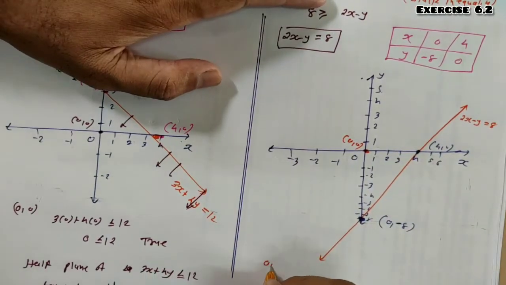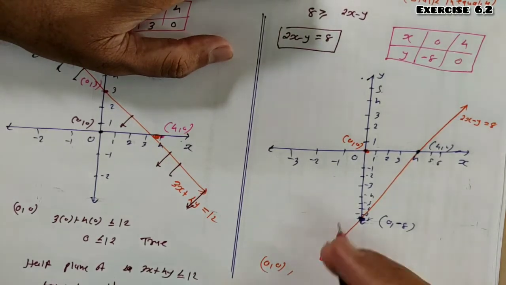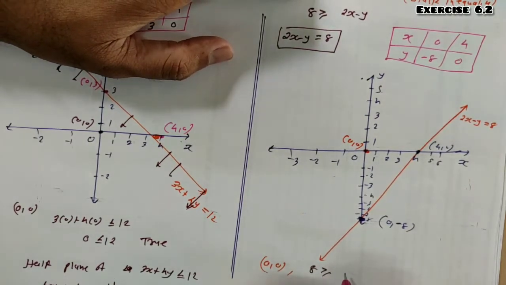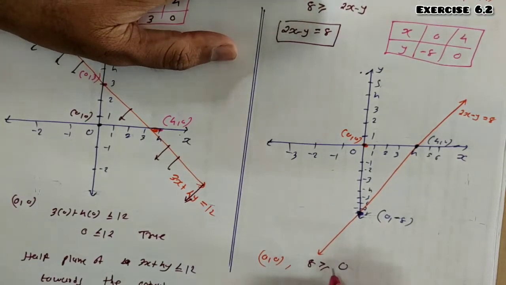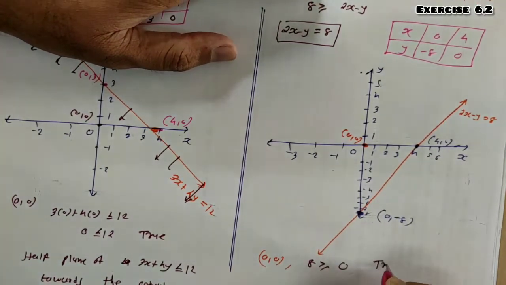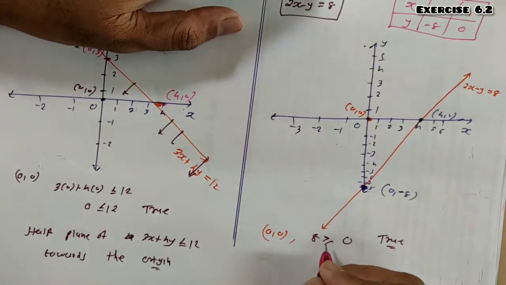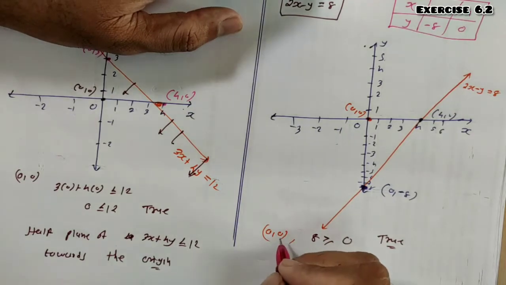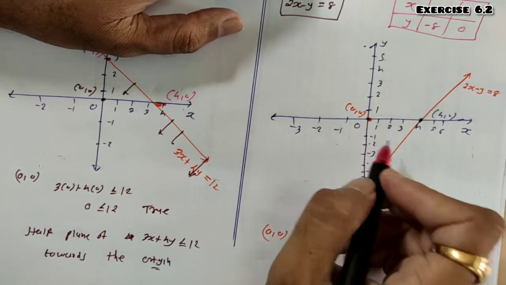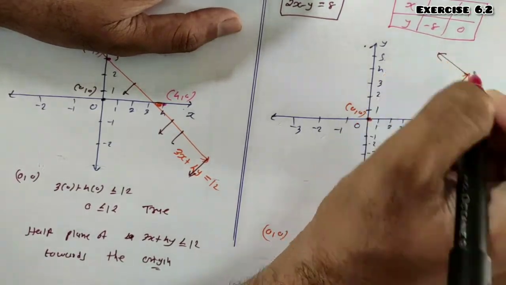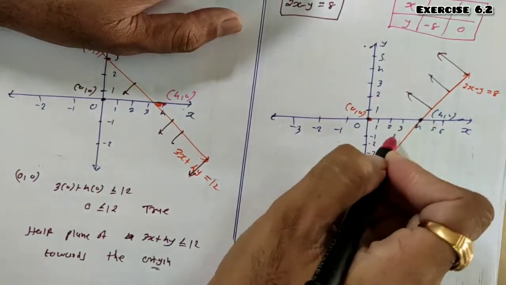So for 0, 0, same method, we have to check our given inequality. It is 8 greater than or equal to 2 into 0, 0. So can we say 8 greater than or equal to 0? Yes, true. Done. So the inequality becomes true for 0, 0, and that's why we can say that our solution lies in this part. So the solution of our inequality is the half plane towards the origin. So this part.